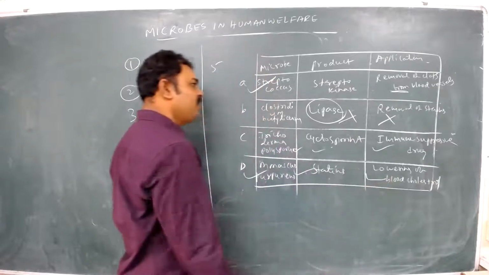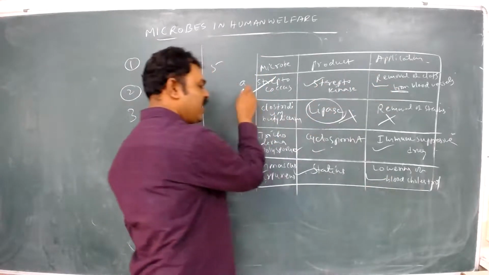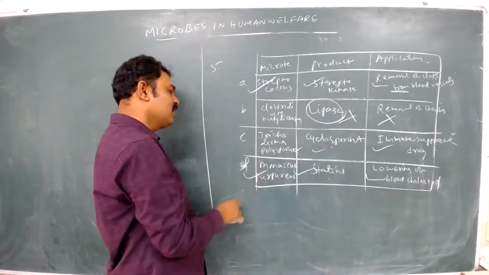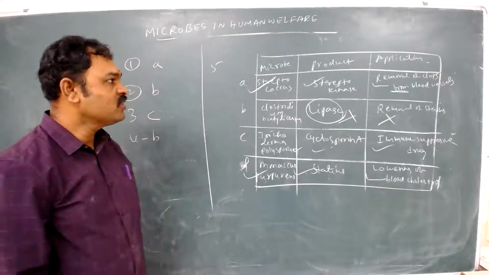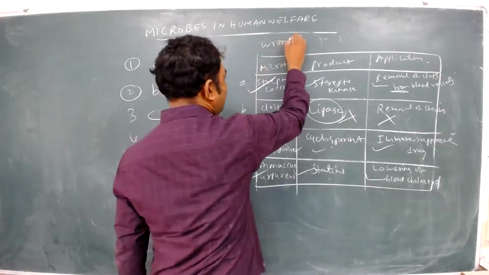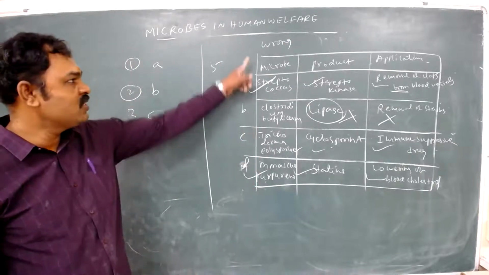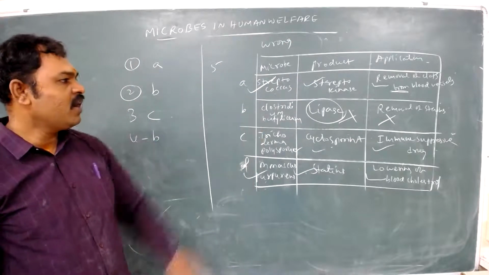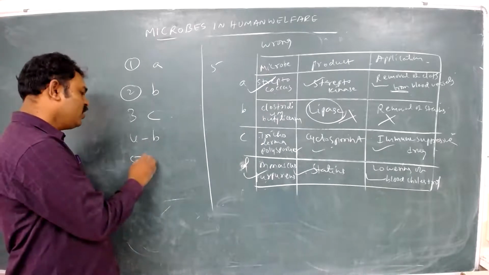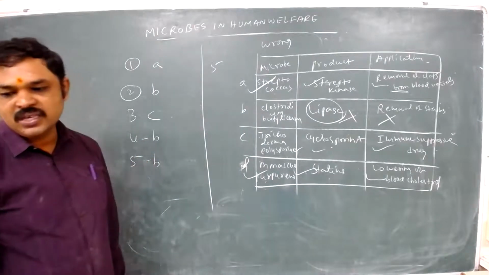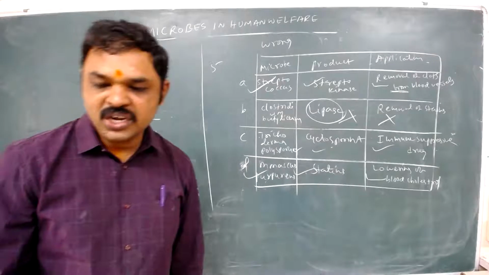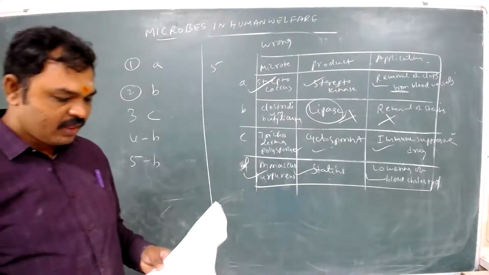But what statement do we need here? A is correct, C is correct, D is correct, but we need the wrong statement. In the fifth question, from the given microbes, products and their functions, we have to choose the wrong one. B is the wrong one. So the fifth answer is B. Question number 5, answer B.